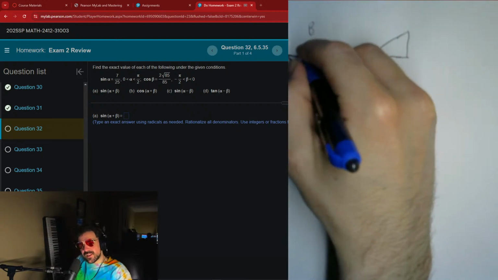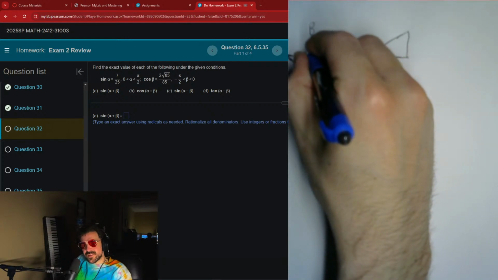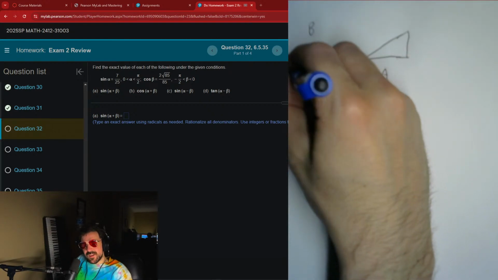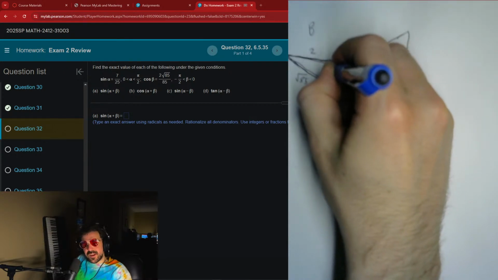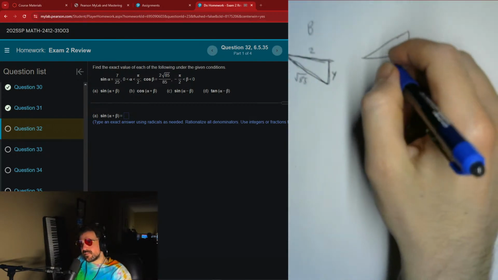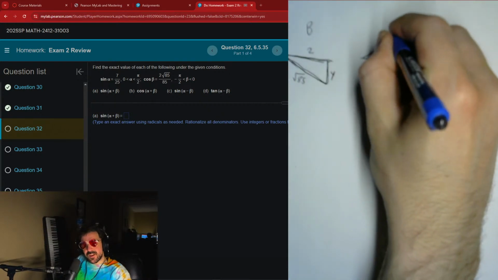Cosine is x over r. So this is 2, this is the square root of 85. So I just had to use the Pythagorean theorem to get y. This is 7, this is 25.